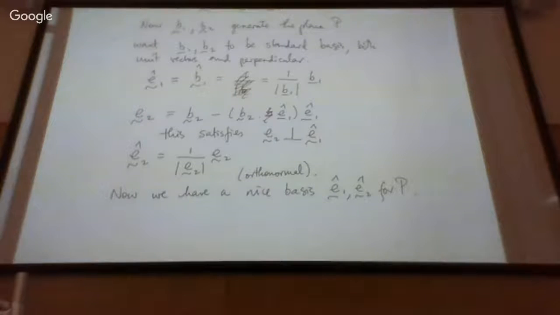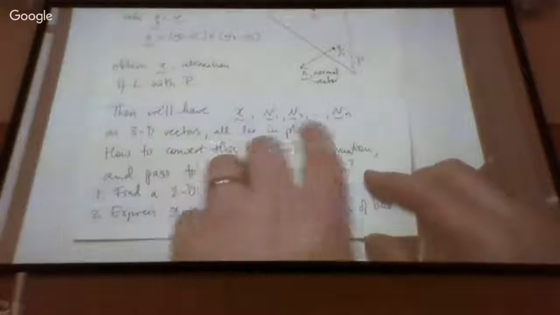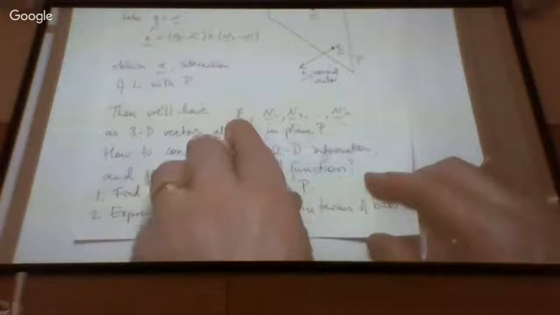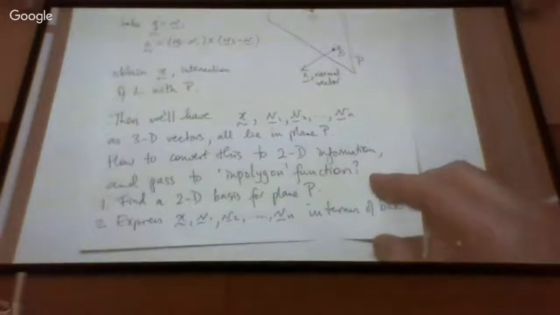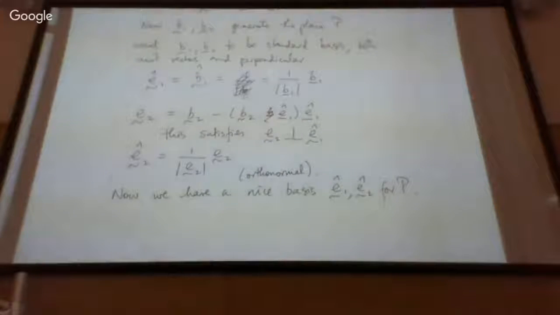At the moment, the data I'm holding for the problem is x, v1, v2 up to vn. Those are all three-dimensional vectors, but they're all lying within the plane P. But I can get components of these.